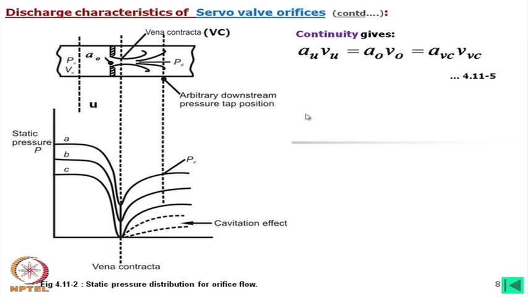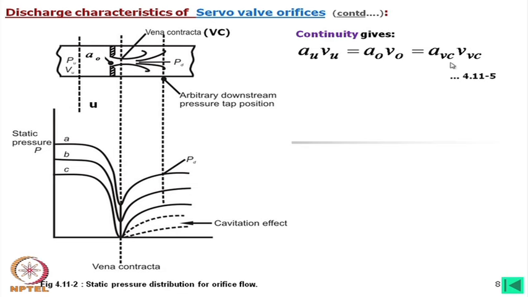Now, from continuity, we would find that A u V u is equal to A 0 V 0, that is A V c and V V c. For a known pipe, A u is known and we can write down this equation. But if it is from a very large tank, we should not consider it, because the velocity is then equal to 0. Normally if we put in a pipe, then we consider these terms. This will probably be known, because knowing the flow rate, we can easily calculate it.